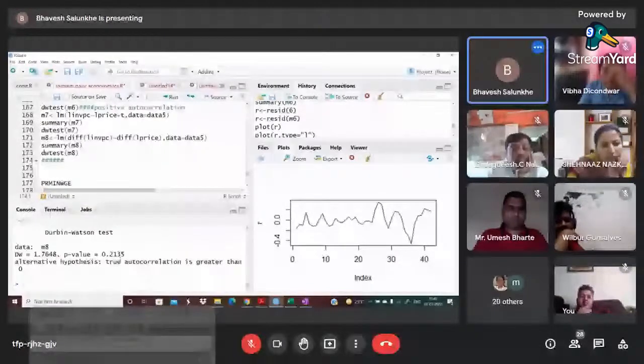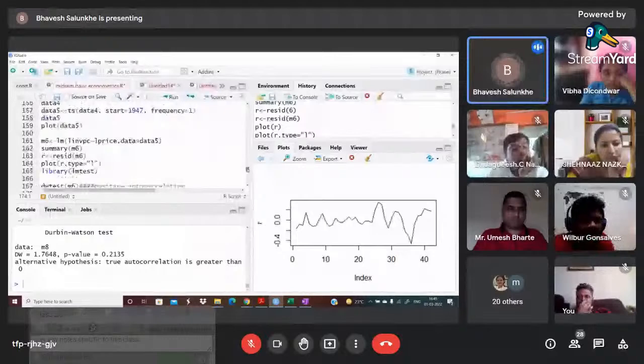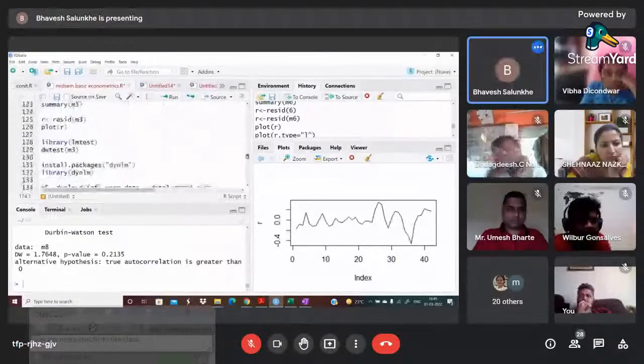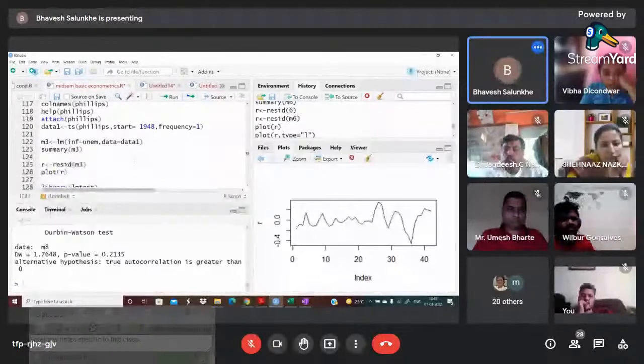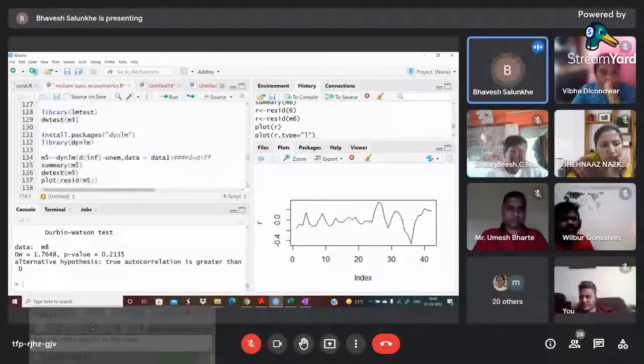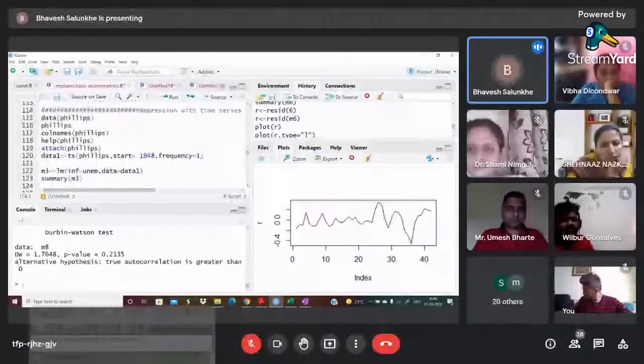There is one more example given in the script. You practice that at home. This example is on inflation and unemployment, the Phillips curve phenomenon that we study in economics. You can test that curve with the help of inflation and unemployment data and see whether there is autocorrelation in the regression model or not. That data is also available in the wooldridge package, and the data name is Phillips. You can use that for practice.